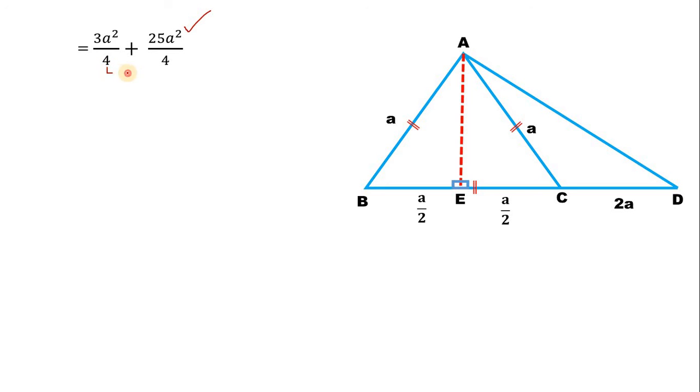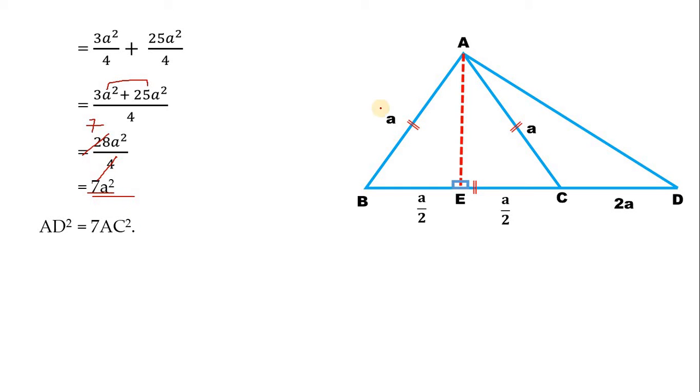Now look at the denominator. Denominators are the same, hence write the denominator one time and add the numerators. 3A square plus 25A square. Now 3A square plus 25A square is how much? 28A square by 4. Now simplify: 4 ones are 4, 7 fours are 28. So what we wanted to prove, we have got: 7A square.